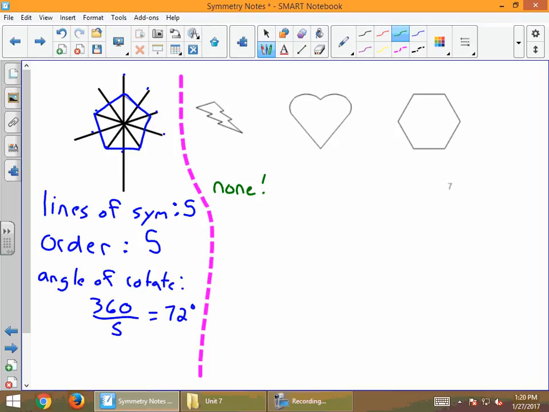What about rotating it? What if I rotate this lightning bolt? Could it be the same lightning bolt rotated around? Well, let's find out. I like tracing these things.